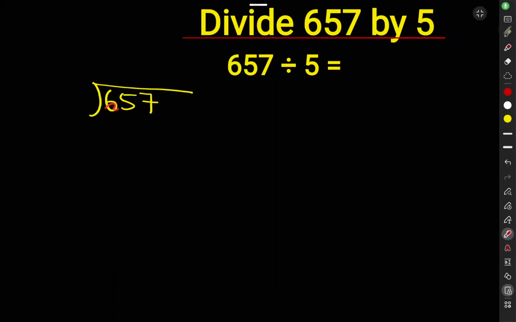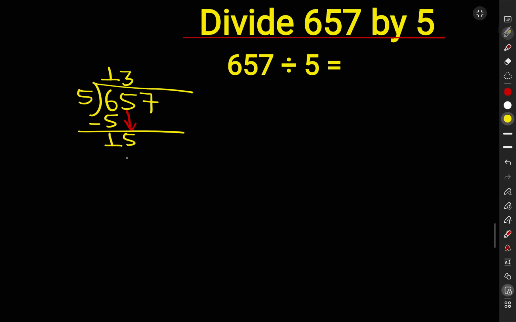Here we divide 657 by 5 in a long division method. 5 times 1 is 5. On subtracting we get 1. So now we put down this 5 and it is 15.